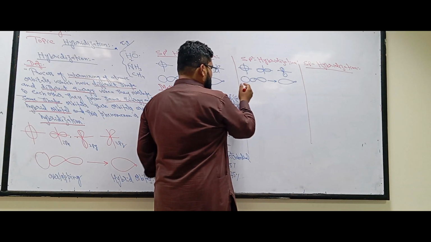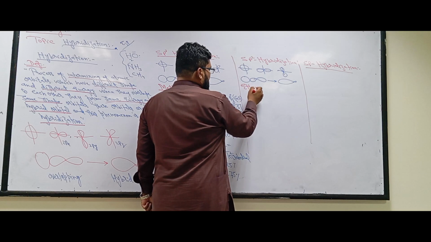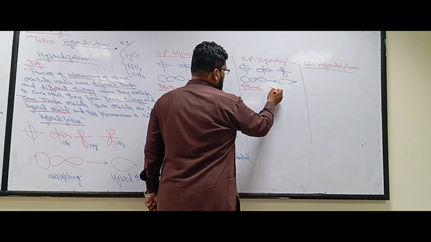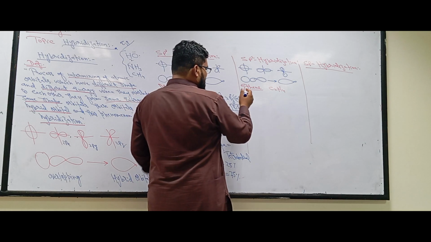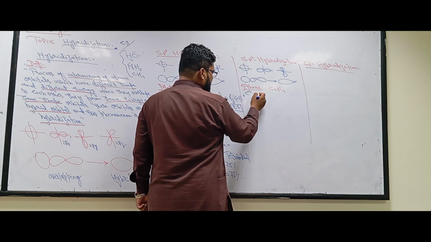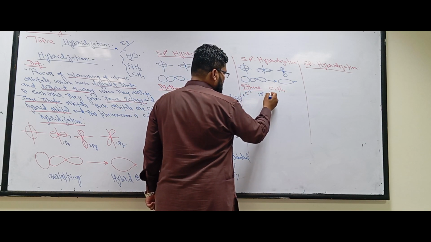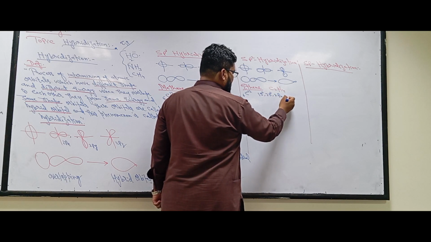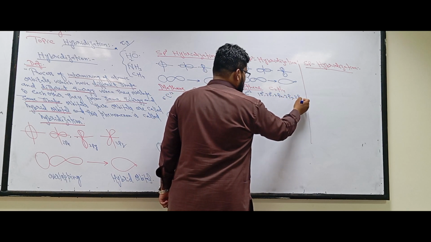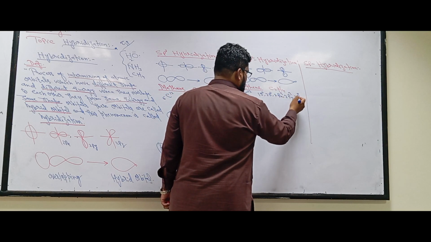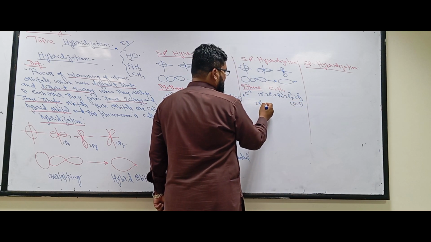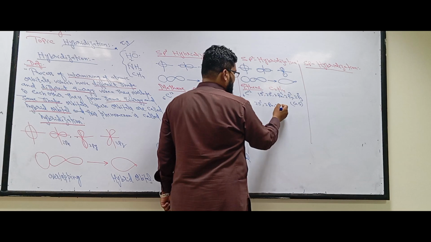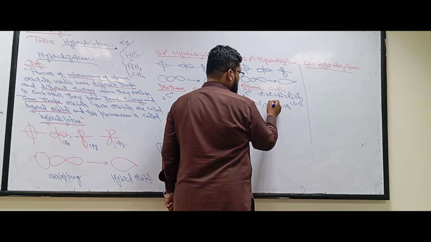How can we draw the structure of ethene? We know the molecular formula of ethene is C2H4. Now I am drawing the electronic configuration 1s2, 2s2, 2px, 2py, and 2pz. This is the ground state. Now I am drawing the excited state 2px, 2py, and 2pz.